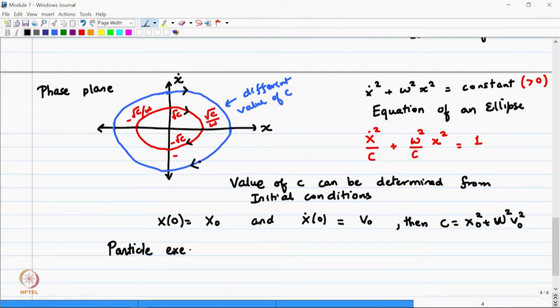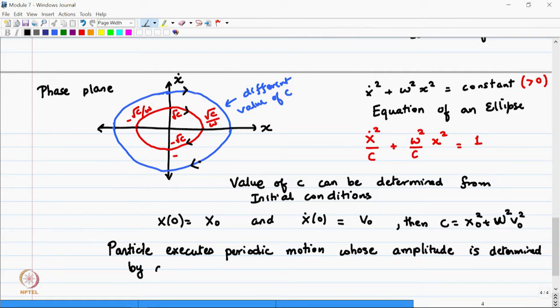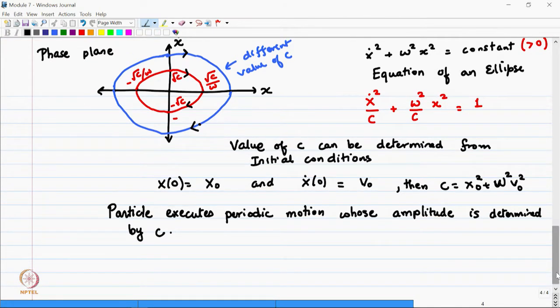The particle executes periodic motion whose amplitude is, if you take this inner circle, the red ellipse, that has a much smaller amplitude, whereas the blue ellipse has a larger amplitude. Amplitude is determined by c. So this phase plane gives you a picture of what the solution is.